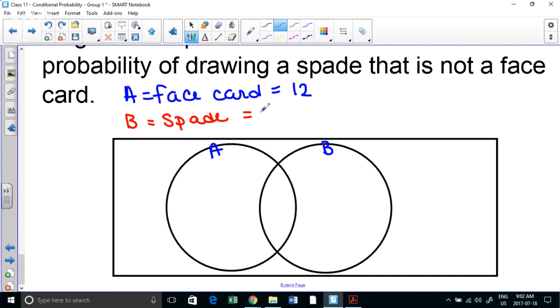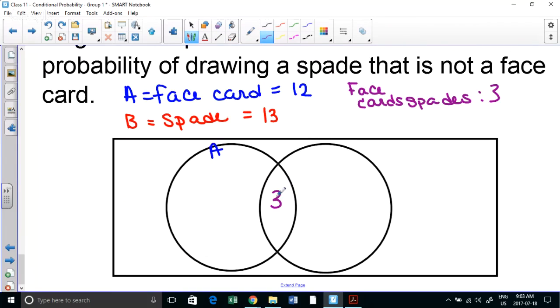How many spades are there in the deck? 13. How many face cards that are spades? Well, out of the 12 face cards, we've got 1 jack of spades, 1 queen of spades, 1 king of spades, so there are 3. So there's 3 in the intersection.